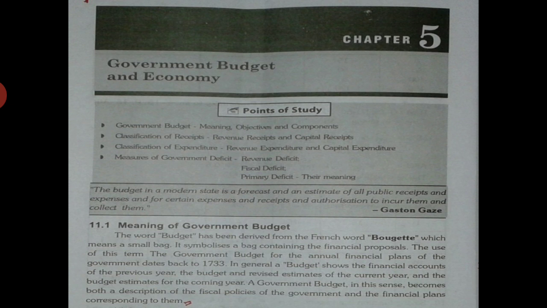So there are two aspects of the budget. First, estimated revenue, and second, estimated expenditure. When we talk in terms of government budget, so these two aspects are important.